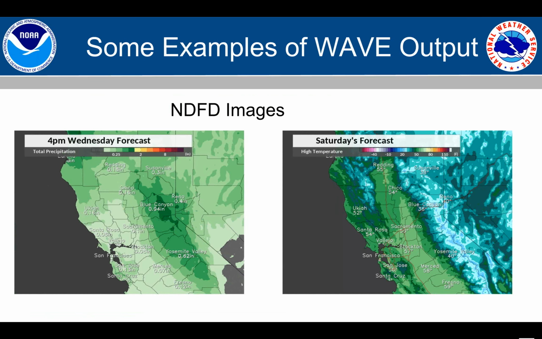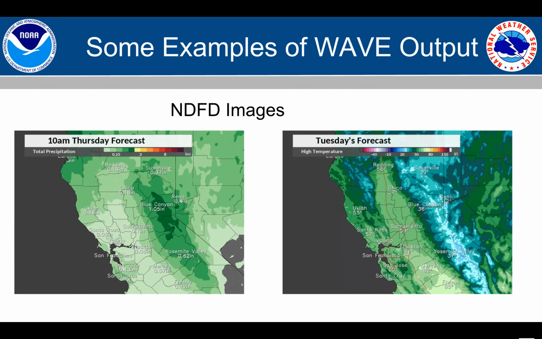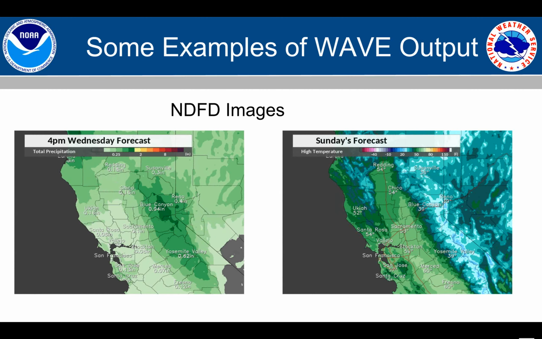And just a real quick example of NDFD. On the left there is accumulating precip for a storm coming in for us this weekend, and on the right is how you can use it maybe for max temperatures.